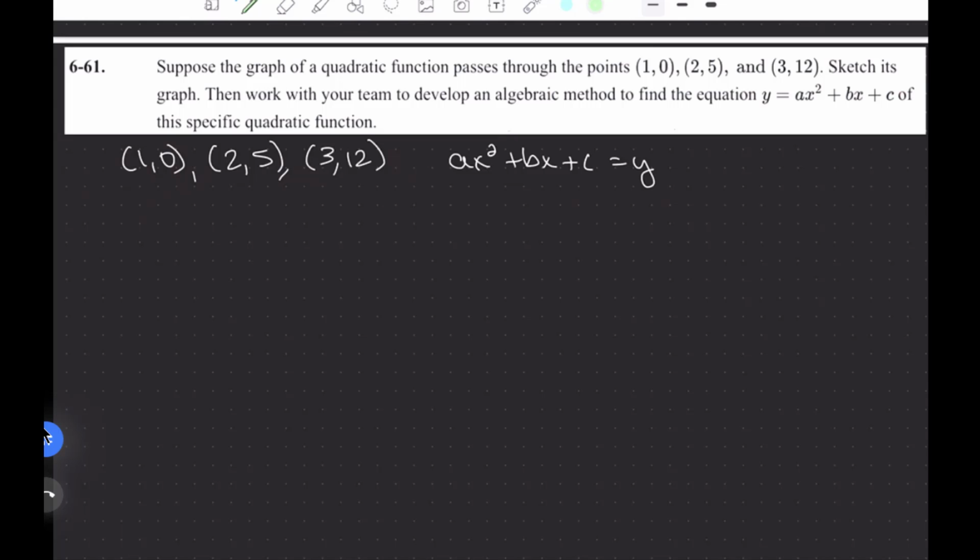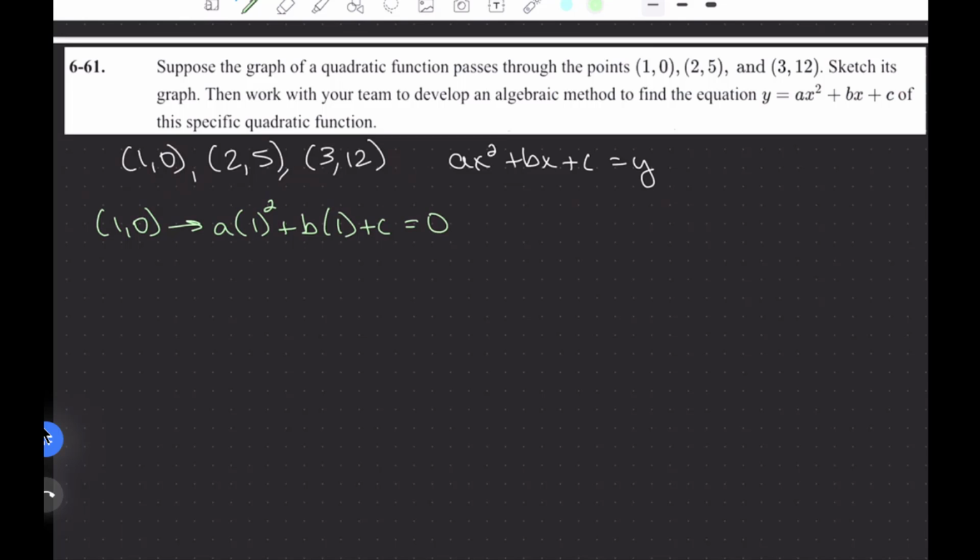All right, so let's start off with that first point, that 1, 0. We're going to plug it into our equation. So we don't know what A is, and our X is 1 squared, just to write it the long way for right now, plus B times our X, which is 1, plus C, which we don't know, and our Y equals 0. Good so far? We'll clean them up in a second.